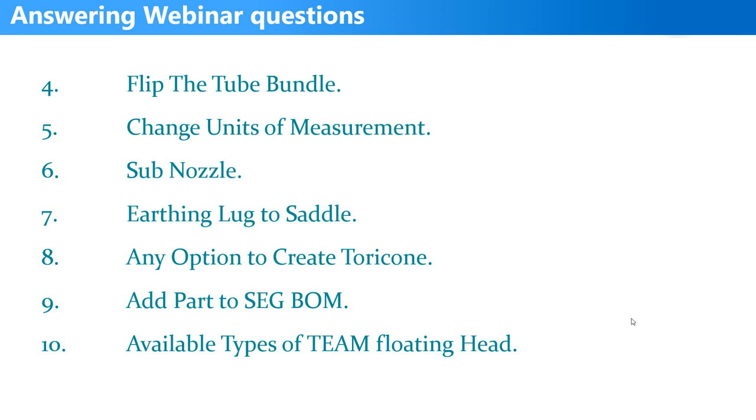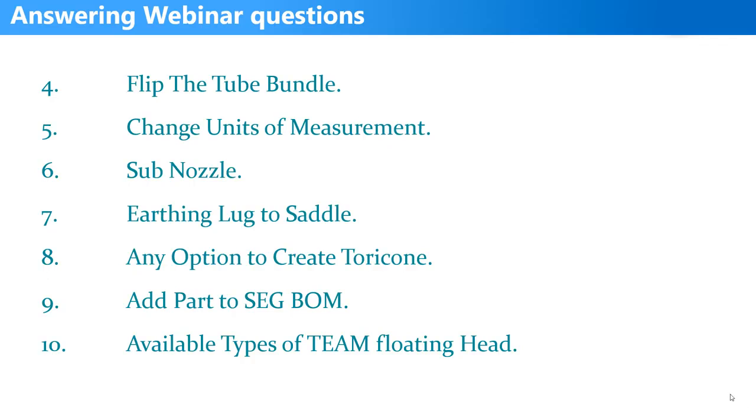In this video, we will complete answering the questions of the last webinar. Let's discuss the points that we received. How to make a clip for the tube bundle and the tube bundle arrangement. How to change the units of measurement. How to make a sub-nozzle. And how to create an earthing lug to a saddle. Is there any option to create a spherical cone, add a part to the SEG bill of material, and what are the available types of TMA floating head?